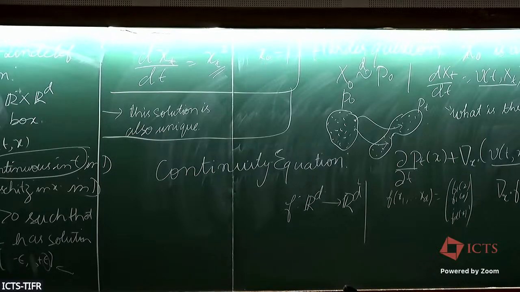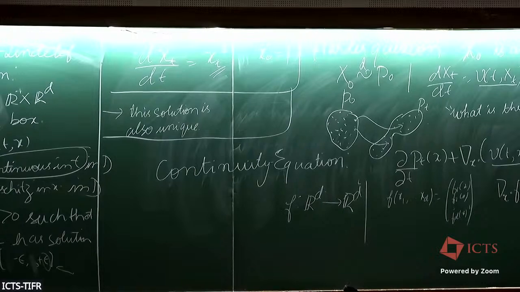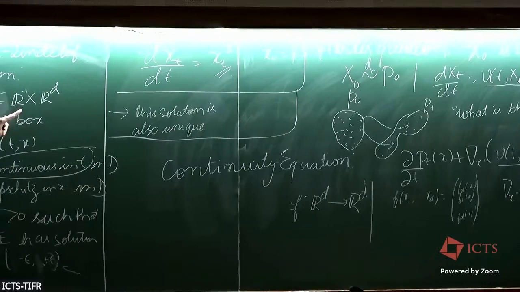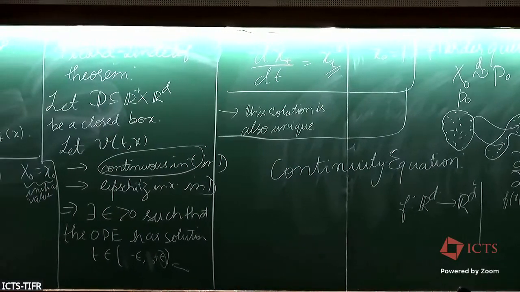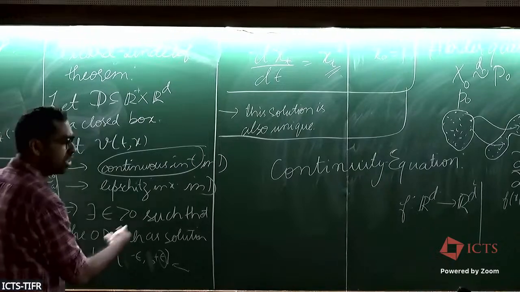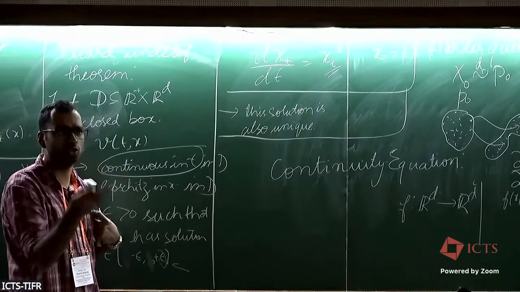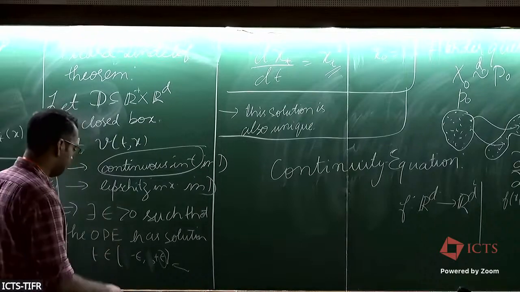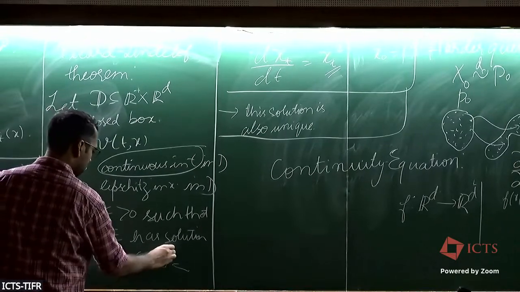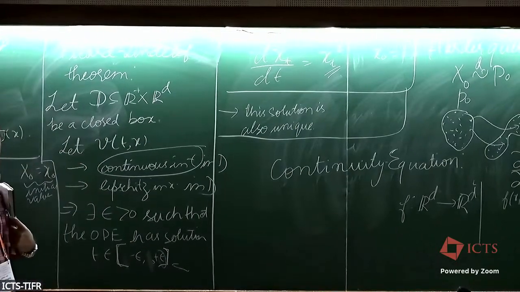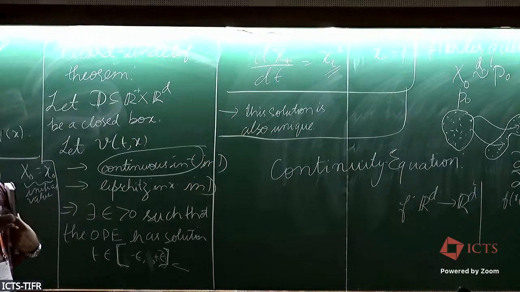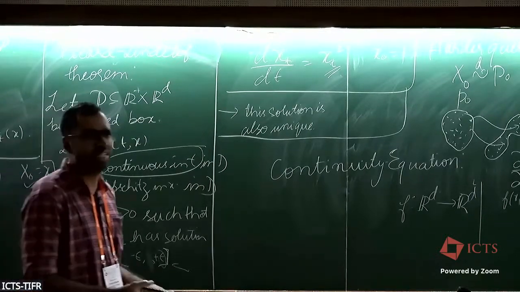V takes R plus times R^d to R^d. It's a velocity. If it's an open bracket, you can always make it a closed bracket because you take epsilon over 2. That's all. It's a small technical detail. You can just make epsilon over 2 and go from closed or open to closed or open. It's an existence theorem. That's why it doesn't matter.